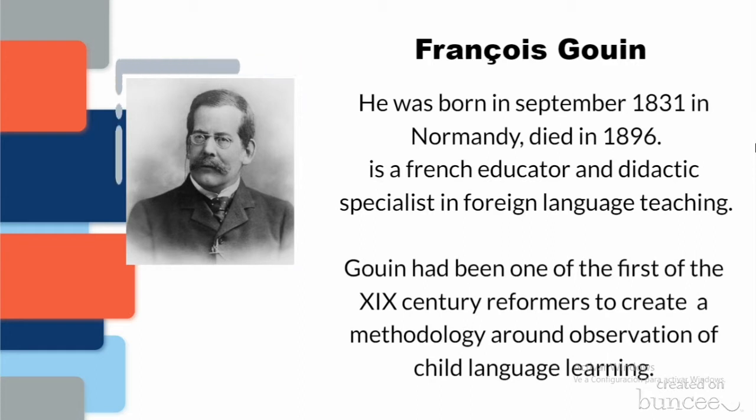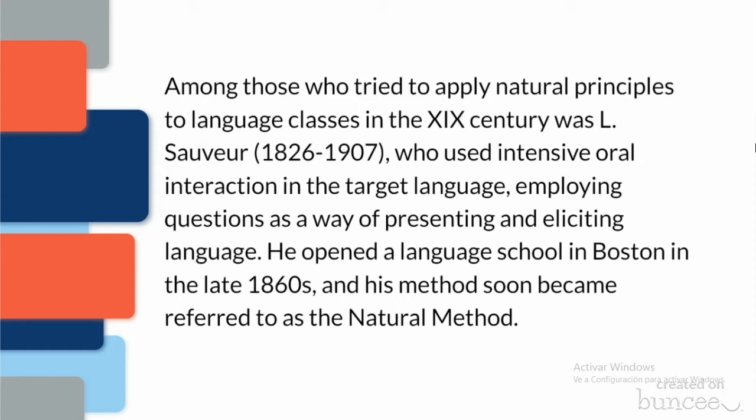In fact, at various times throughout the history of language teaching, attempts have been made to make second language learning more like first language learning. Among those who tried to apply natural principles to language classes in the 19th century was Sauveur, 1826 to 1907, who used intensive oral interaction in the target language, employing questions as a way of presenting and eliciting language. He opened a language school in Boston in the late 1860s, and his method soon became referred to as a natural method.